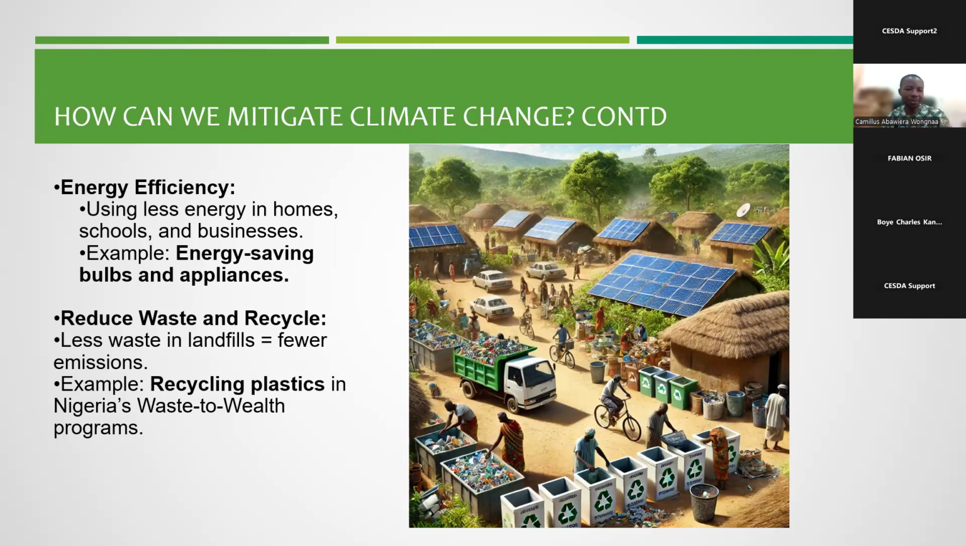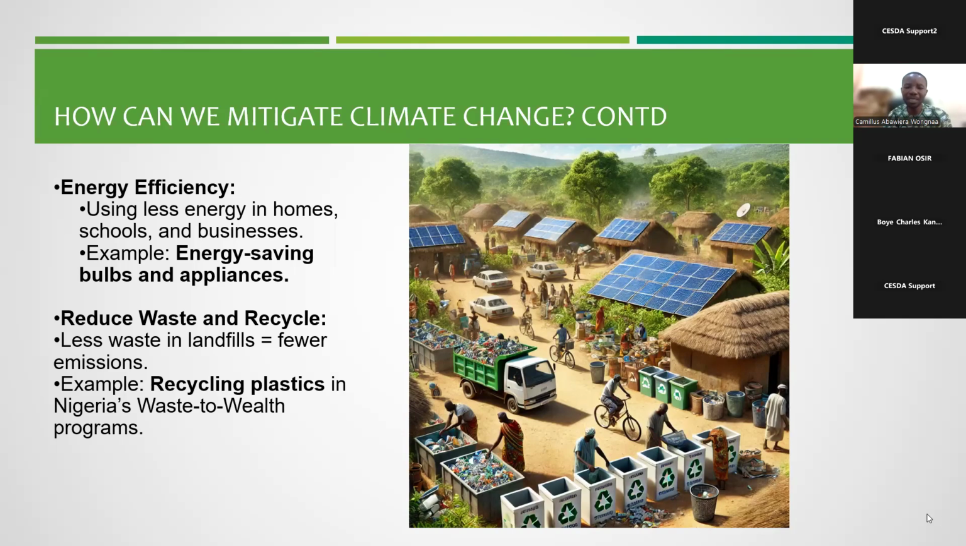Another mitigation measure we can also think of has to do with reducing waste and recycling. The reason is that if we are able to reduce waste, then it means that the quantity of waste that we have in our landfills will be very, very low. Normally, when you go to our landfills where we throw our waste away, at the end of the day, we end up burning them. When you burn them, you contribute to the quantity of methane and carbon dioxide in the atmosphere. And these gases are also greenhouse gases.